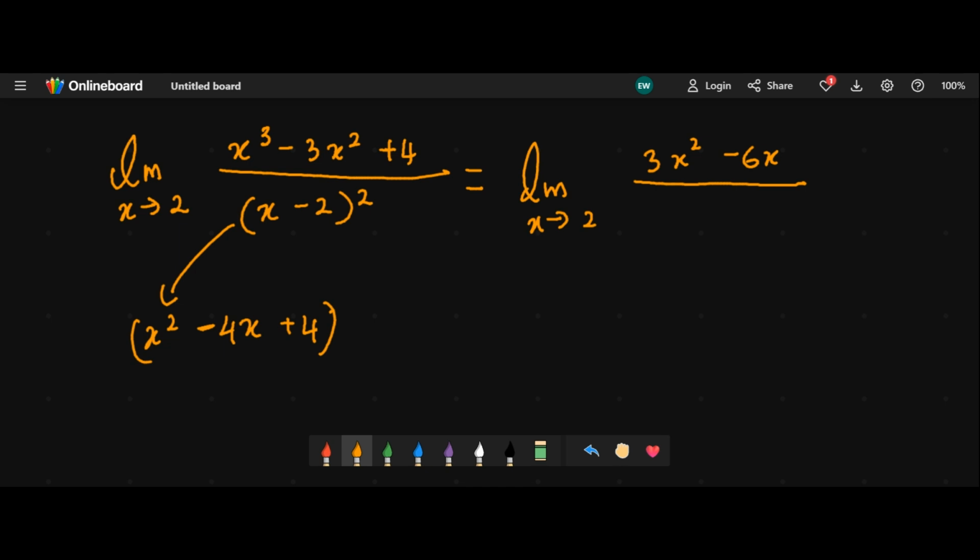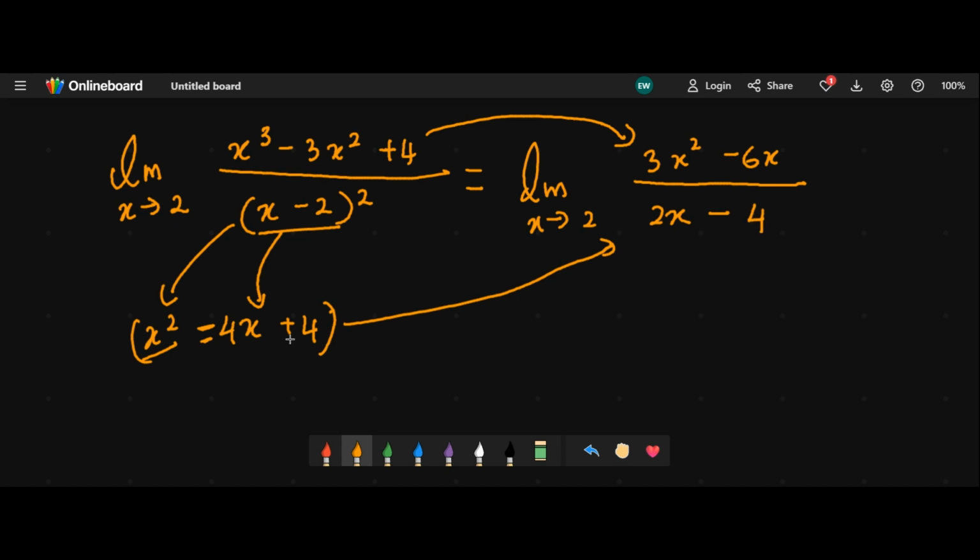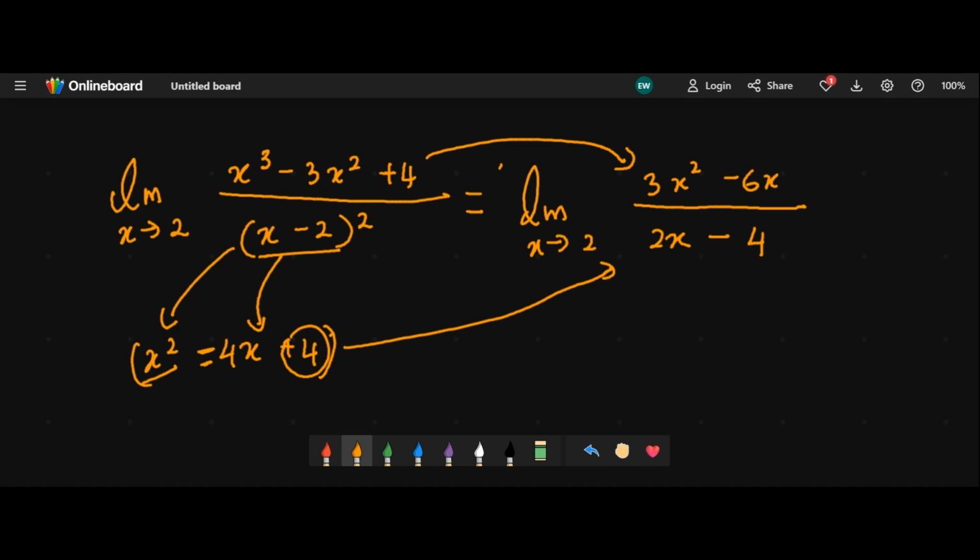Sorry, the blackboard got crushed, so I have rewritten the question. So we have differentiated this. Now we have to differentiate this. So x squared means 2x, right? Minus, if you differentiate 4x, it will be 4, plus if you differentiate a number, it is equal to 0. So basically this L'Hopital rule tells that the answer for this will be equal to this.